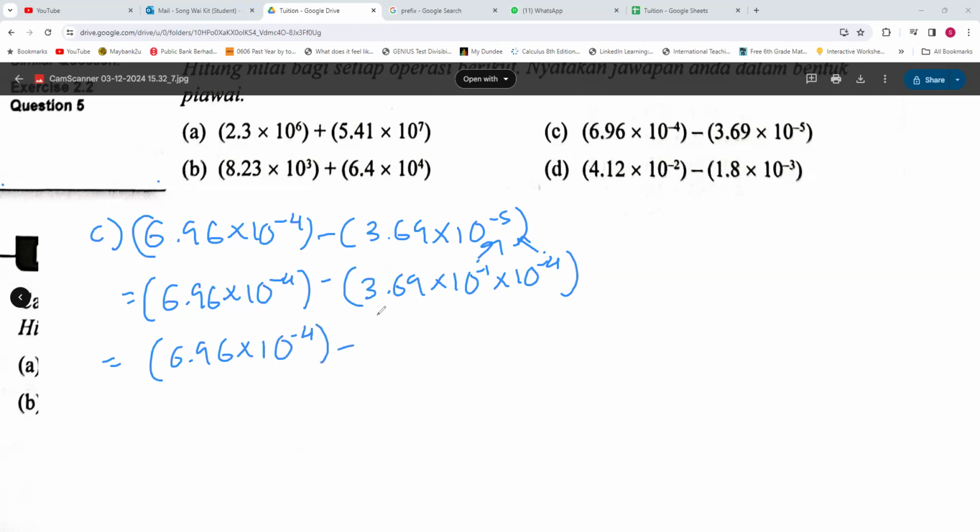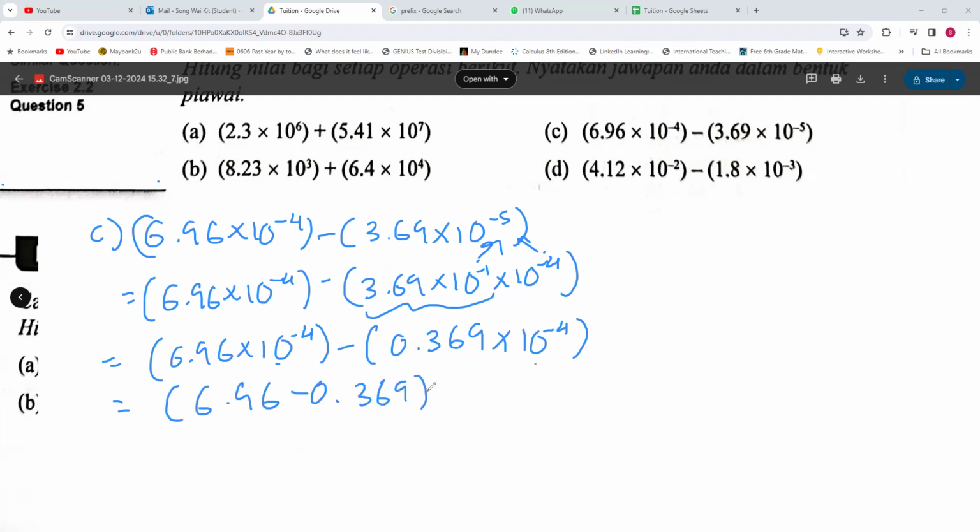Here we can use a calculator. So what happens when you do 3.69 times 10 power negative 1? 0.369. Brilliant. Now we have two terms with 10 power negative 4. All we have to do is factorize that out, and that leaves us just deducting the decimals. So you can use your calculator to find the answer.